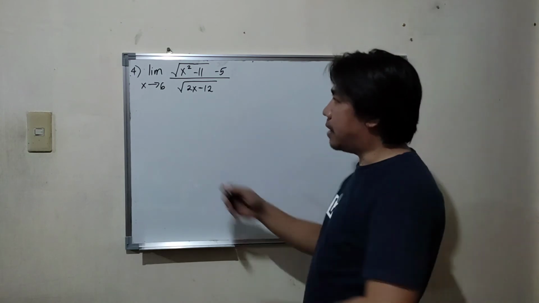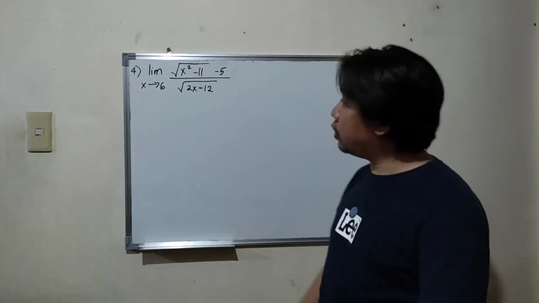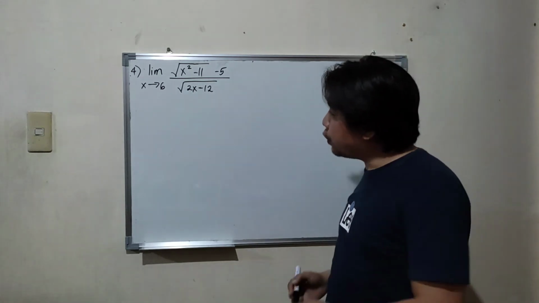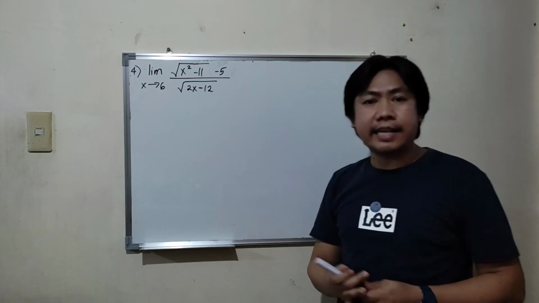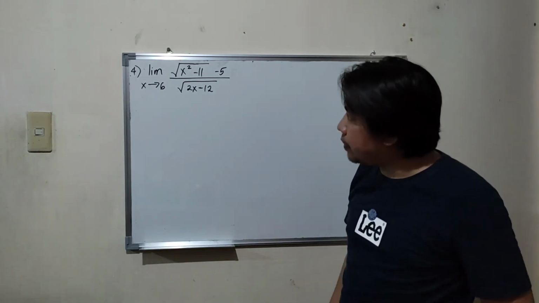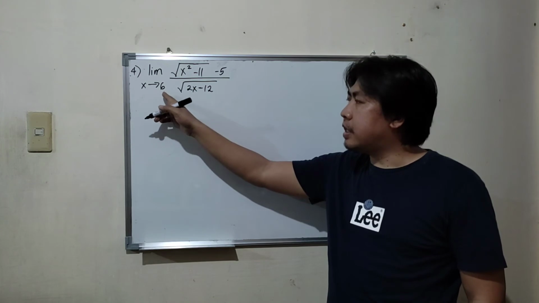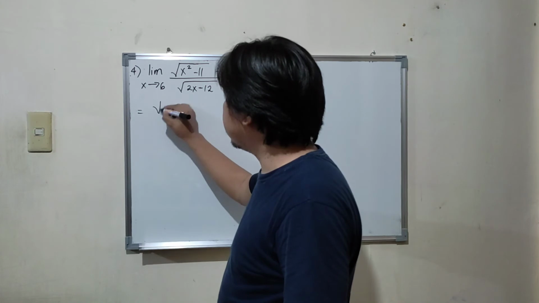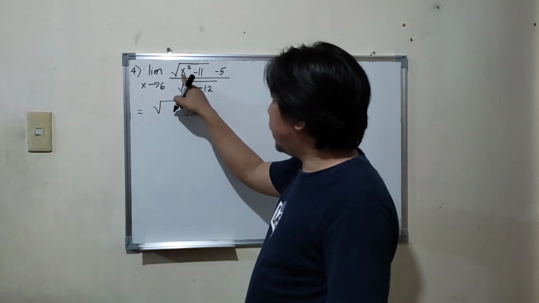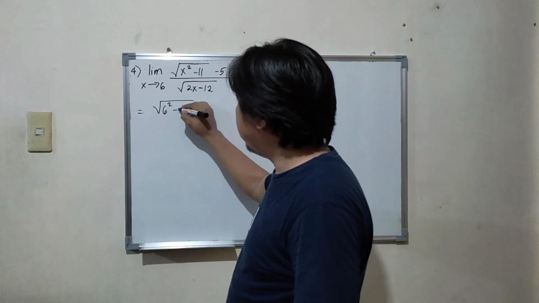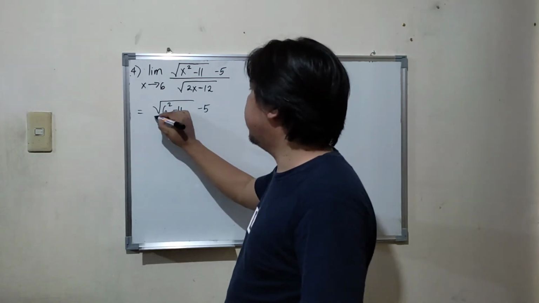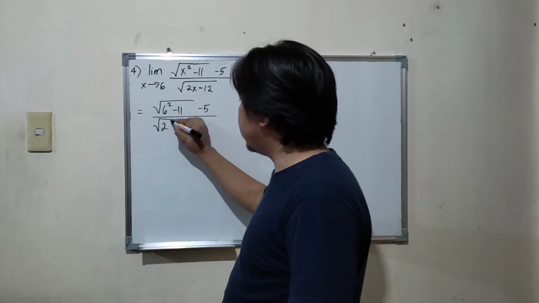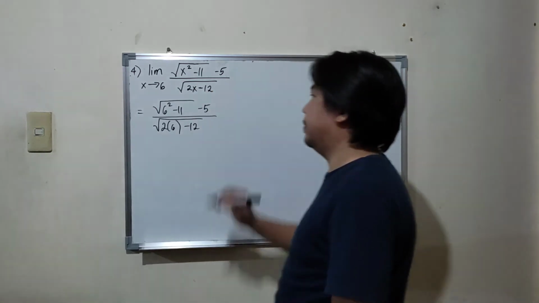Okay, so for our last example, we have the limit of square root of x squared minus 11, minus 5, all over square root of 2x minus 12, as x approaches 6. So first, let us verify if it is indeterminate, by simply substituting 6 for every x. So we have 6 squared minus 11, minus 5, over square root of 2 times 6 minus 12.